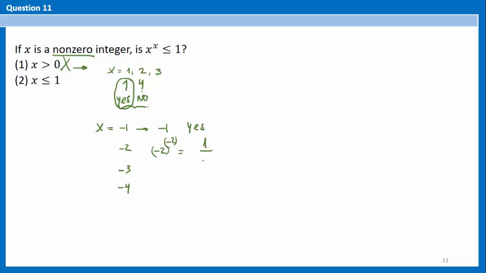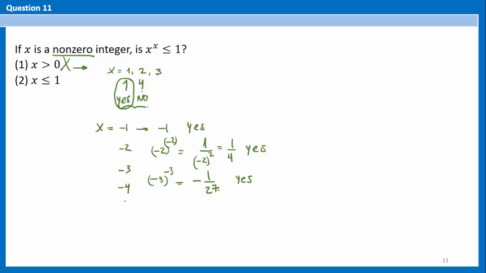That would be 1 over negative 2 squared, which is 1 over 4. And it's yes. What about negative 3? I'll have negative 3 to the power negative 3. That will be negative 1 over 27, because since 3 is odd, it doesn't change the sign of negative 3. It's still going to be negative. What happened with 2 was that since it's even, negative 2 squared is positive. Now, this is going to be negative, and the answer is yes to the question.